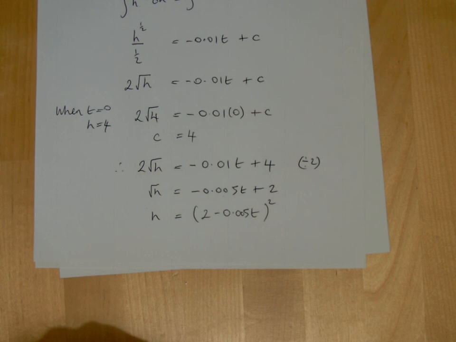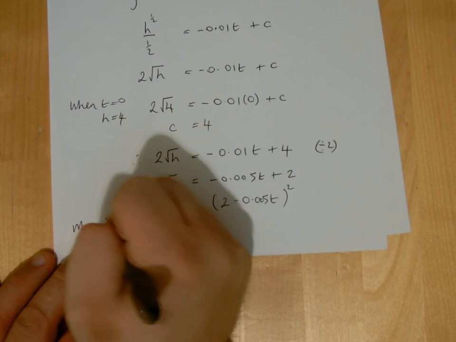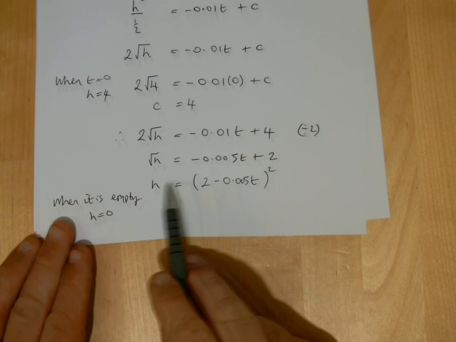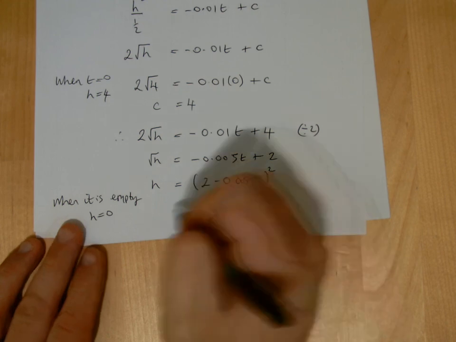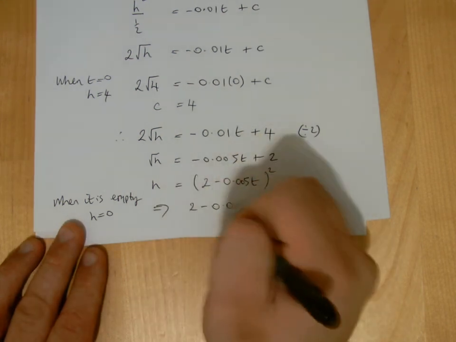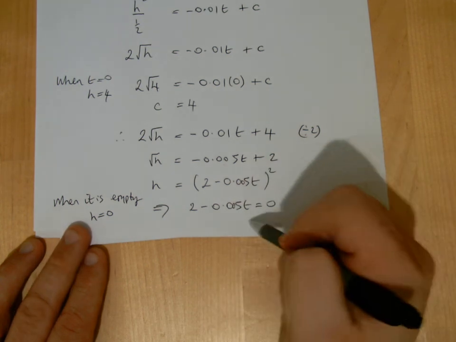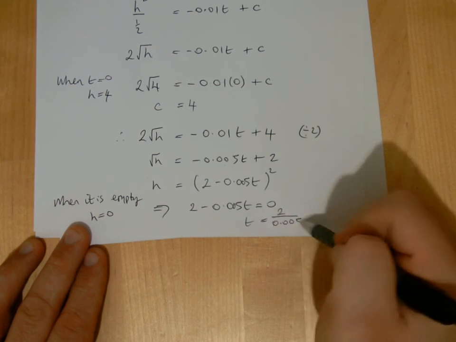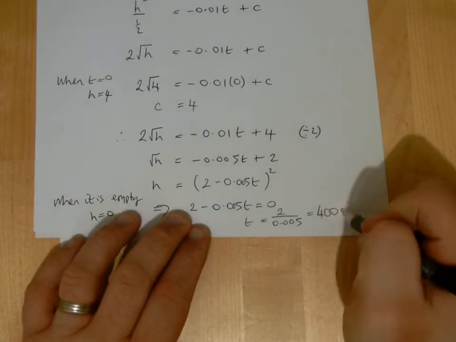Then it says find how long it takes for the tank to completely empty. Well, of course, when it's empty, h will be 0, won't it? So when it is empty, h is 0. That means 0 here, so all of this is equal to 0. If this squared is equal to 0, that means the thing inside the bracket is equal to 0. Okay, so rearrange it and you can get t equals 2 divided by 0.005. If I do that on my calculator, I will get 400 seconds.